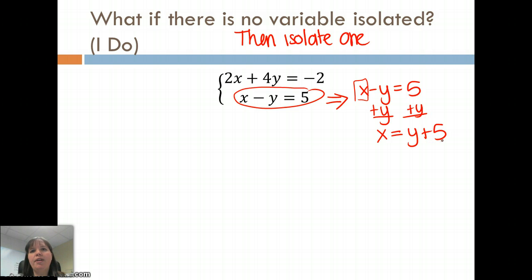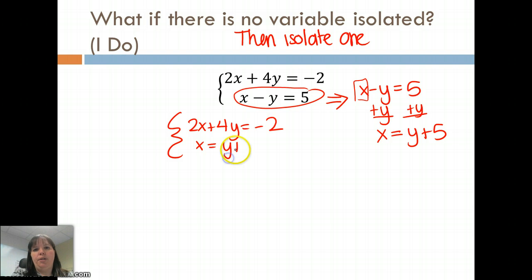So if there is no variable isolated, you have to do the work. So now I have the two equations, 2x plus 4y equals -2, and now x equals y plus 5. So x equals y plus 5 tells me anywhere I see an x, plug in y plus 5.